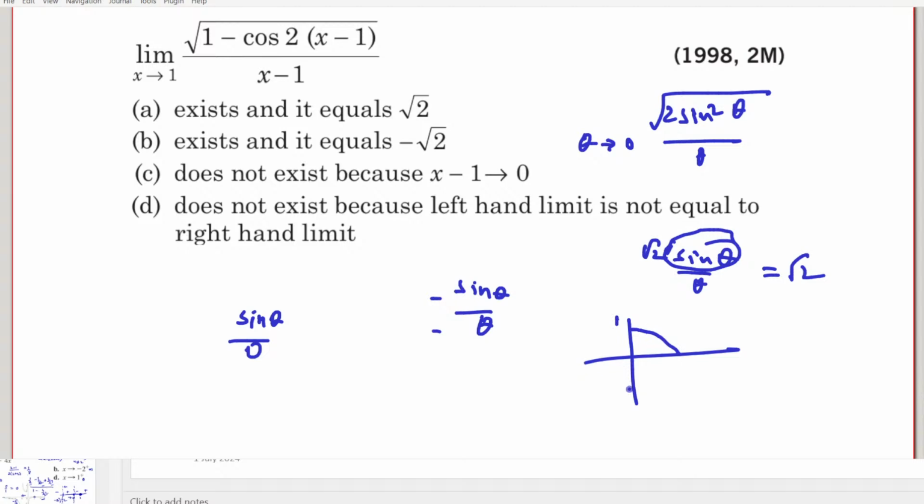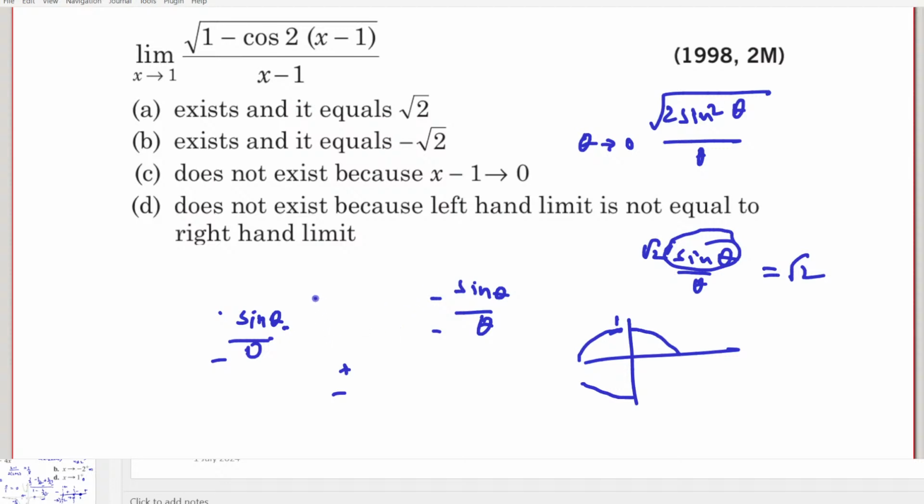Now on the other side, you are also making sine theta always positive when you are approaching from the left hand side and theta is negative. So the graph will approach something like this, instead of approaching this point, because it is no longer negative by negative, it is positive by negative, right? When you are approaching from the left hand side.